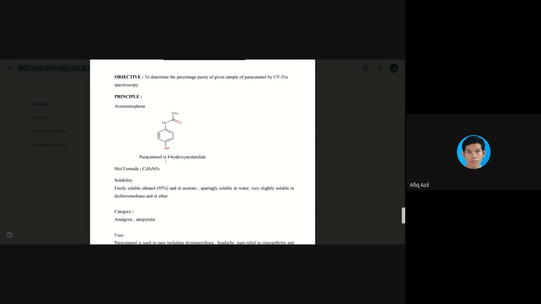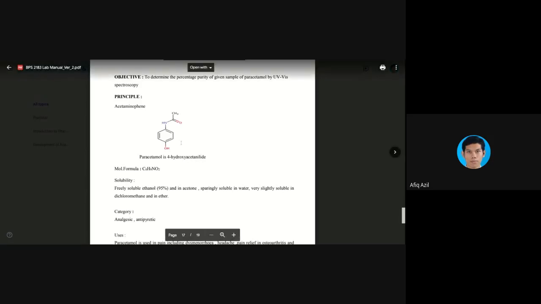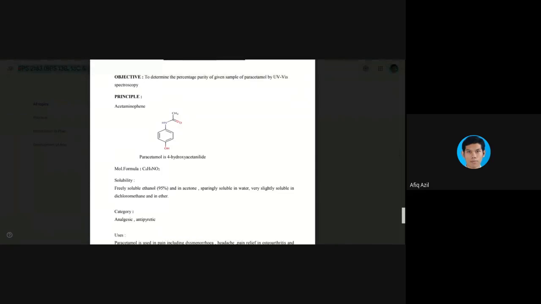So paracetamol is 4-hydroxyacetanilide. Okay, so that is the IUPAC name for it, and the molecular structure is given as below. It consists of a benzene ring with OH, so that is sort of like a phenol structure, with NH and C double bond O. So that is the amide structure for the paracetamol.